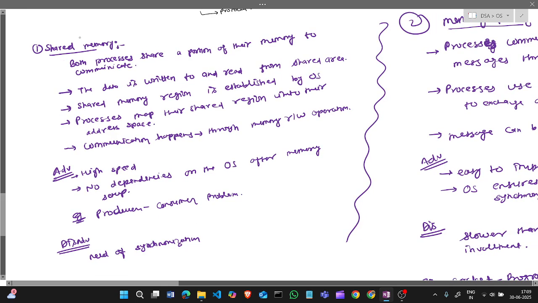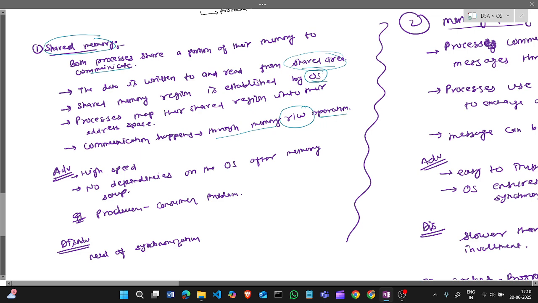So what is happening in the shared memory type? Both processes share a common portion of memory to communicate. The data is written to and read from the shared area, and the shared memory region is established by the OS. Processes map their shared region into their address space, and communication happens through read and write operations in the shared space.